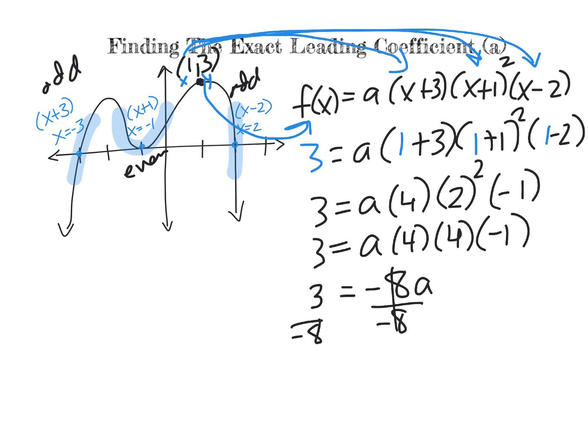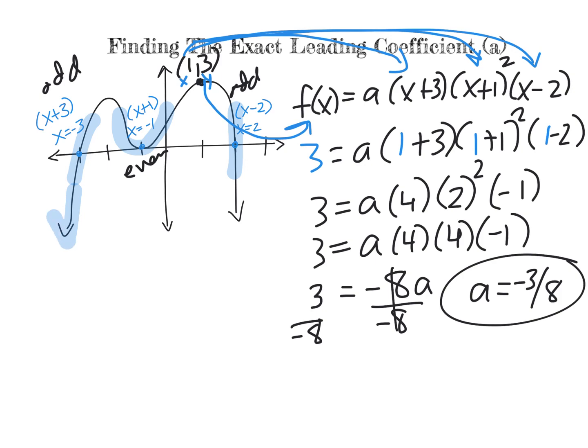Let me write this on the side. a equals negative 3/16. If you think about it, look at this function. Where is this function pointing? The endpoints, the arrows are both pointing down. So I was expecting this leading coefficient to be negative, and we got a negative 3/16.